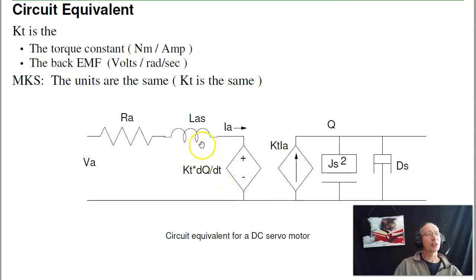I can apply current and see how much torque it produces. That gives me Newton meters per amp. They're one and the same. So anyway, that's the model for a motor.